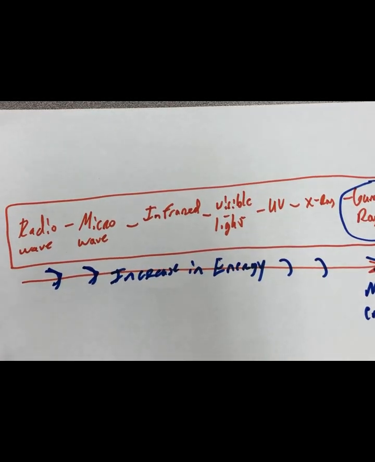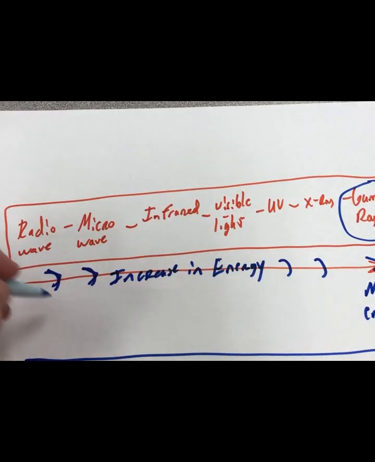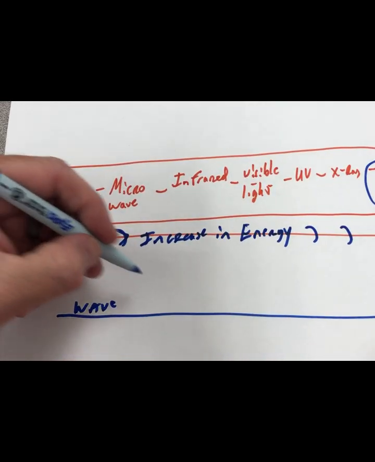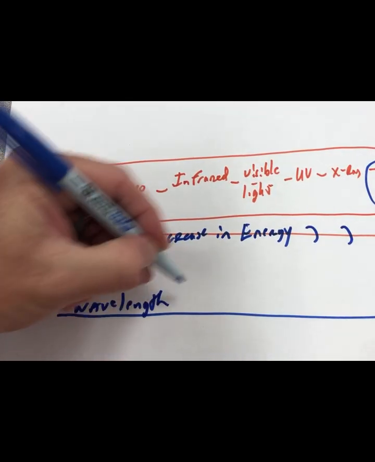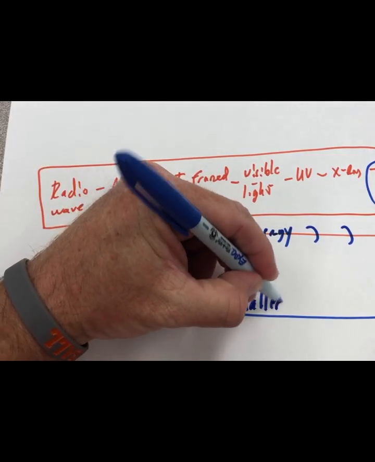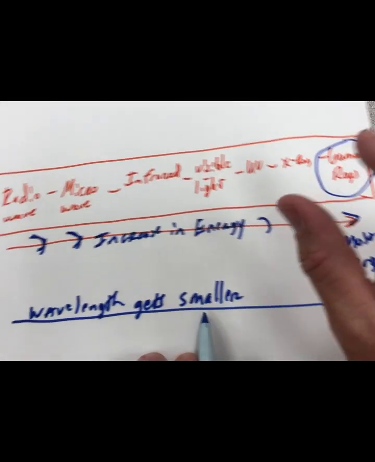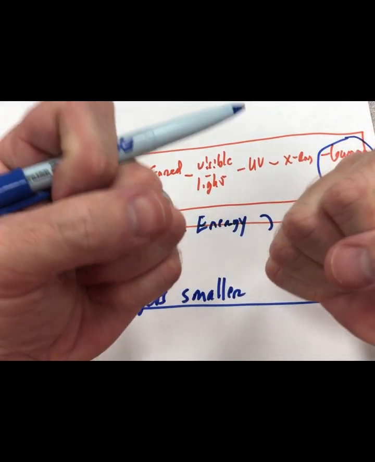Okay. Your wavelength, going from radio to gamma, gets smaller. So think about this. The smaller the wavelength on the electromagnetic spectrum, the more energy you have.